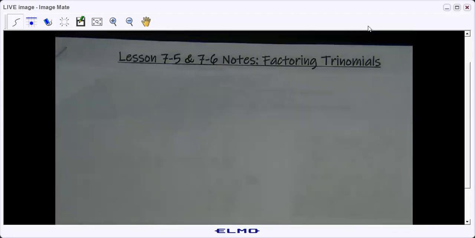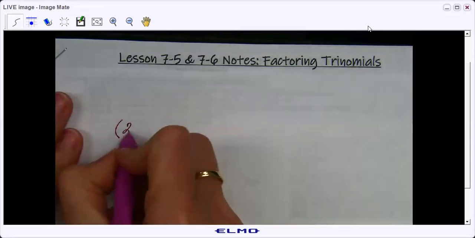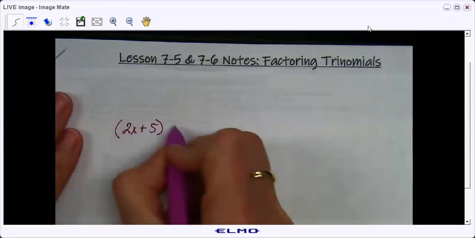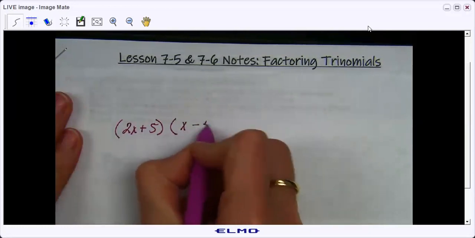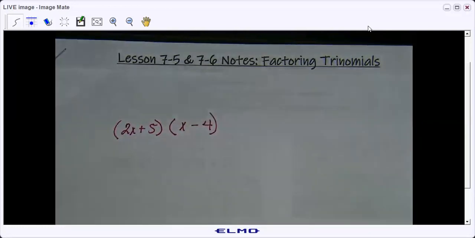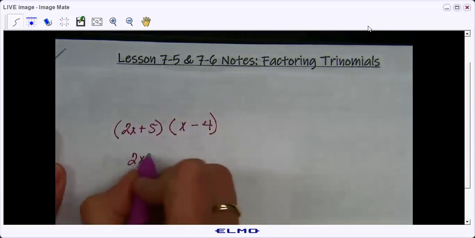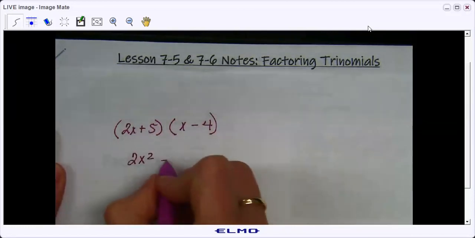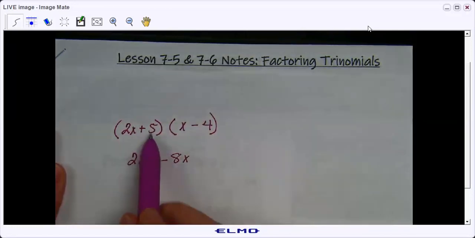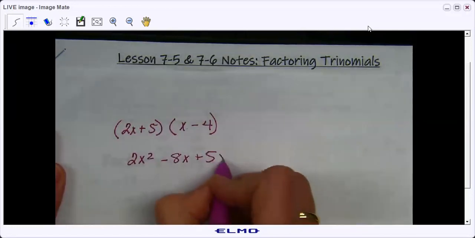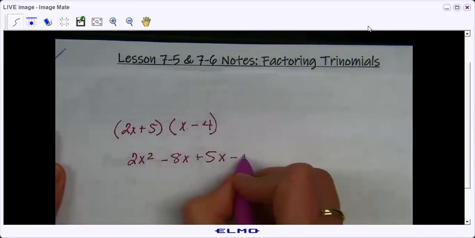Is we have been taking two binomials that might look something like this. Okay. And we have been distributing the first binomial to the second binomial to get what we call a trinomial. And so I'm just going to do that really quick. 2x times x is 2x squared. 2x times -4 is -8x. 5 times x is positive 5x. And 5 times -4 is -20.